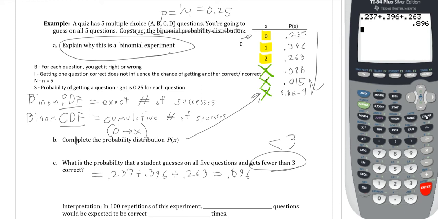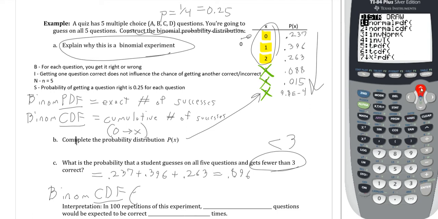Now there's another way we could do that, and that's using the other binom function, Binomcdf. Remember, as I said above, Binomcdf adds probabilities from 0 up to a number of successes. And that's what we want to do here. We want to add up the probabilities from 0 up to 2 successes, inclusive. So I'm going to get Binomcdf, second vars. Binomcdf is on B.